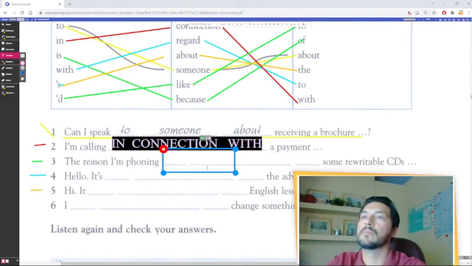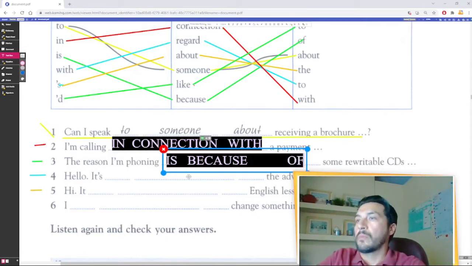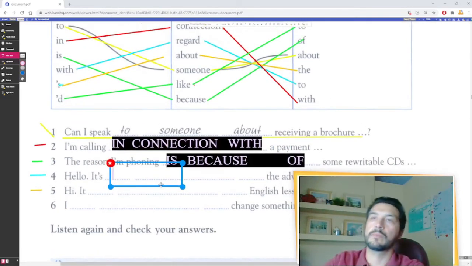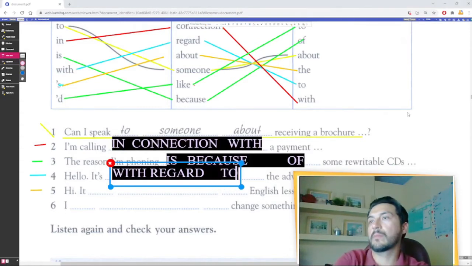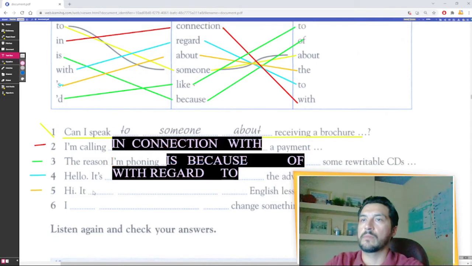Call three. Hello. The reason I'm phoning is because of some rewritable CDs that we bought from you. I'm afraid there's something wrong with them. Oh, I'm sorry. You need to speak to my colleague. I'll try his number for you. Call four. Oh, hello. It's with regard to the advert for the post of secretarial assistant in today's paper. It says I can get more information on this number about the vacancy. That's right. I'll just connect you to the person in charge of this.